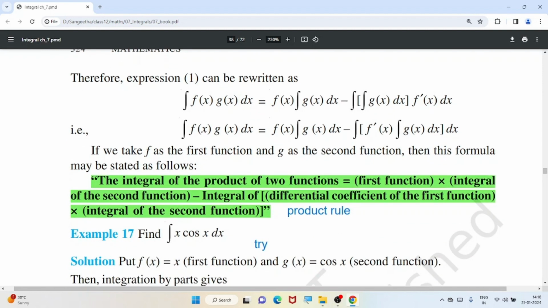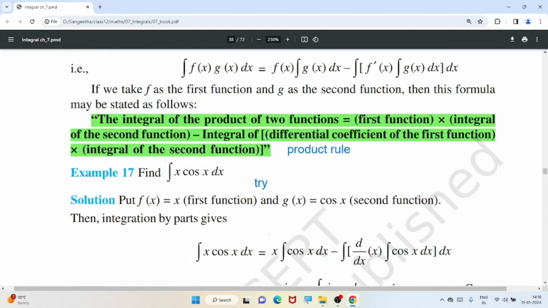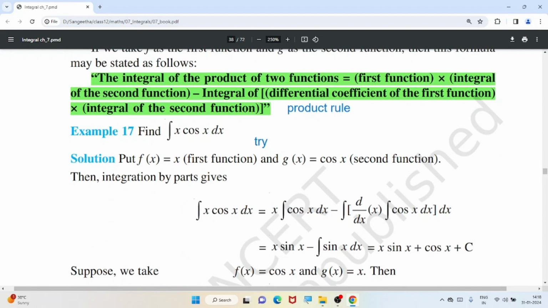The integral of the product of two functions equals the first function into the integral of the second function, minus the integral of the differential coefficient of the first function into the integral of the second function. You will understand this when you do an example. Now we are going to apply this here.